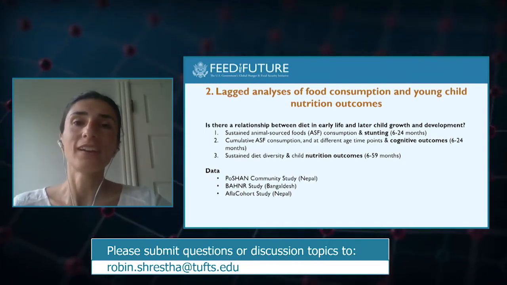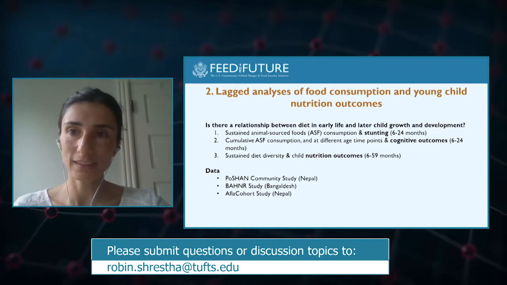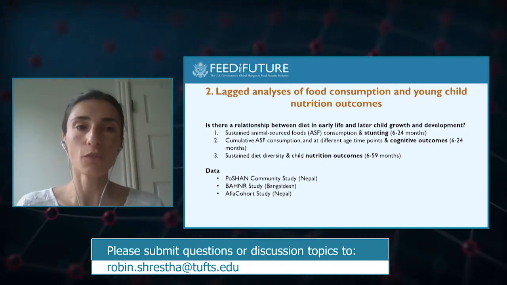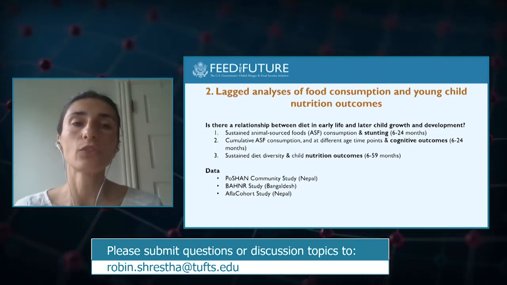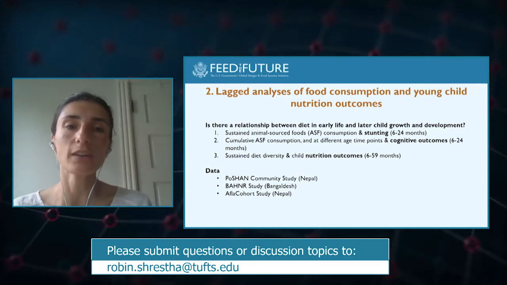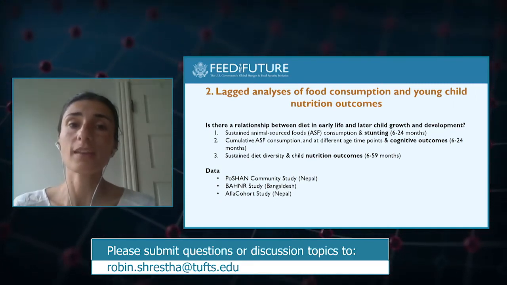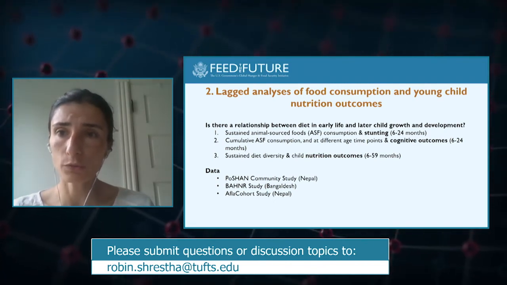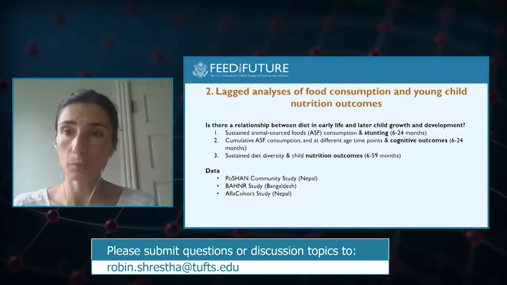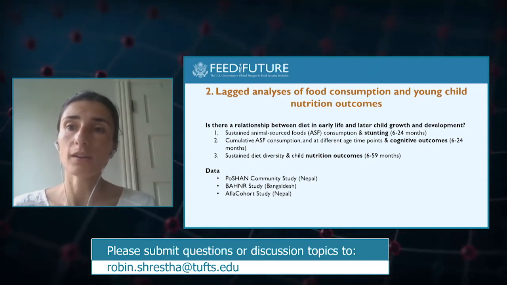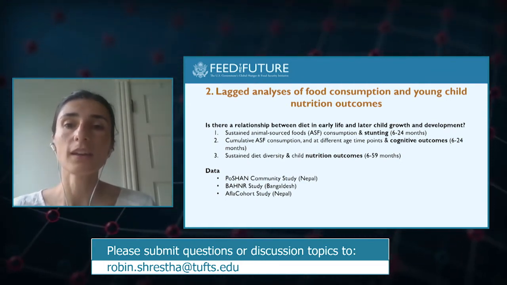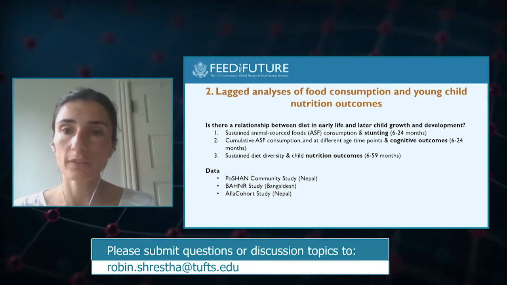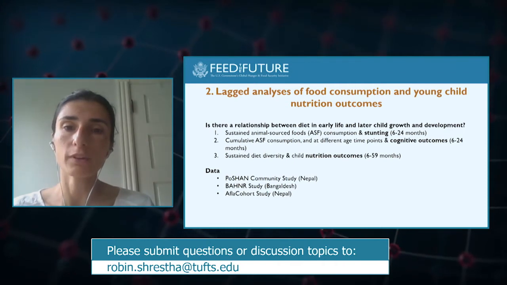I will now focus on 3 empirical projects that have used different longitudinal data sets, either birth cohorts or panel data. What I will focus on in these projects is how they use longitudinal data to answer the question of whether there is a relationship between child growth and development and their diet in early life. By diet in early life, we mean either animal source food consumption or dietary diversity observed at multiple points in time, starting at the age of 6 months when complementary foods are typically introduced in a child's diet. And then we look at outcomes such as stunting, cognitive scores, and Z-scores at the age of 2, and in one case, up to the age of 5 years.